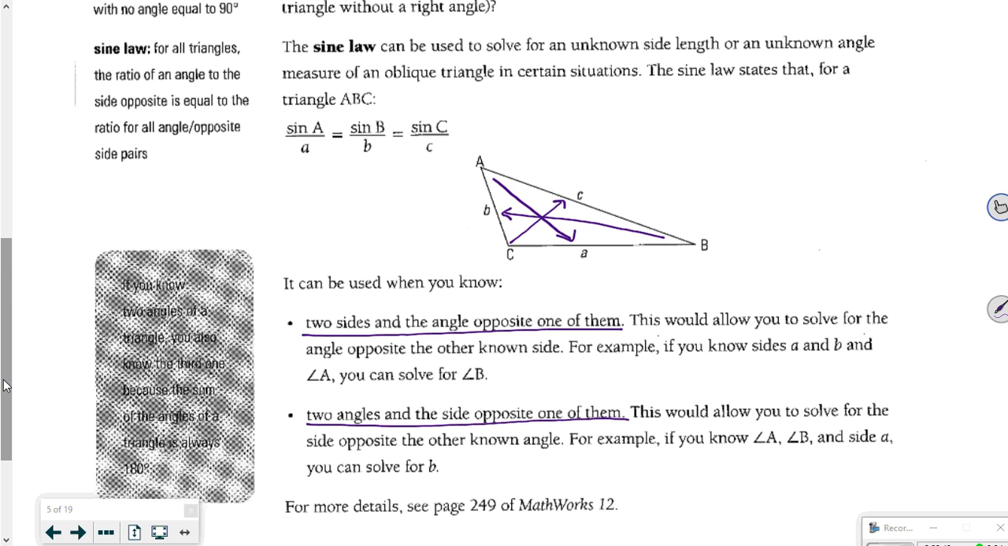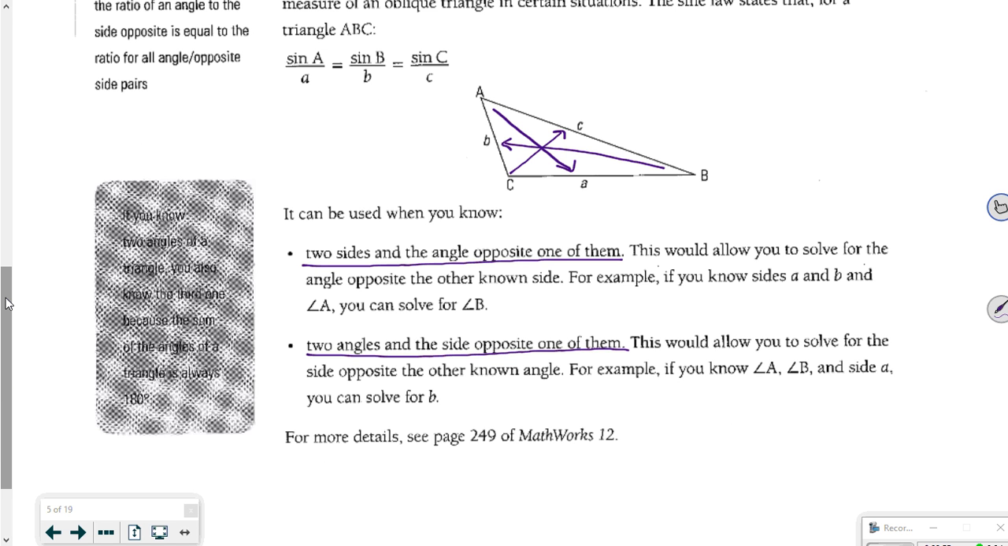Okay, so sine law is different than the sine function. Sine law is for triangles that don't have a right angle.